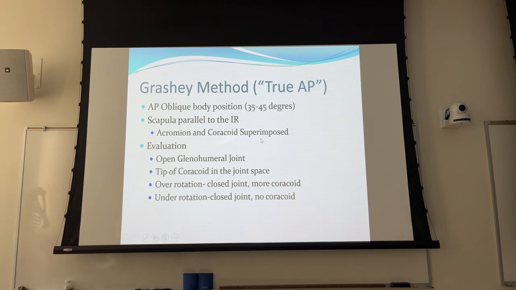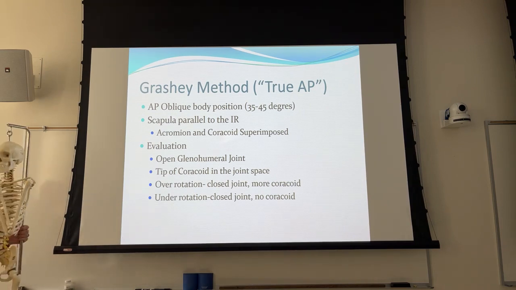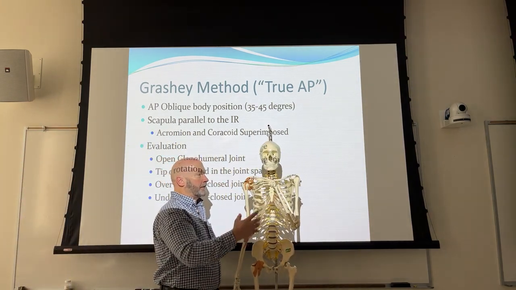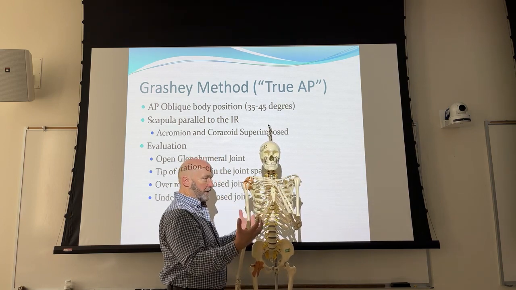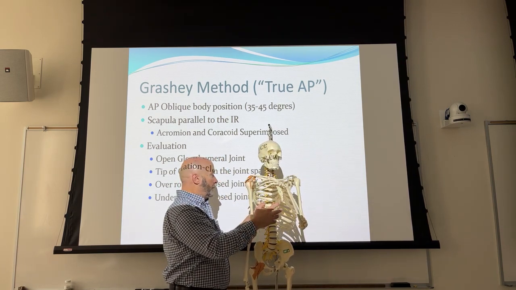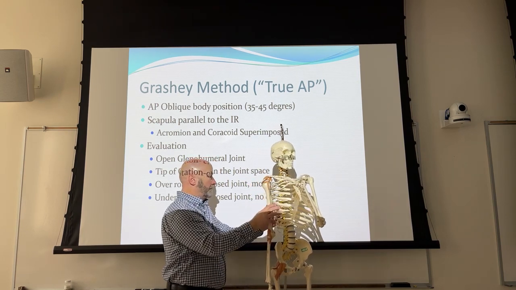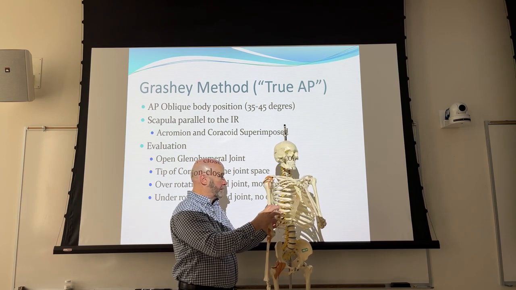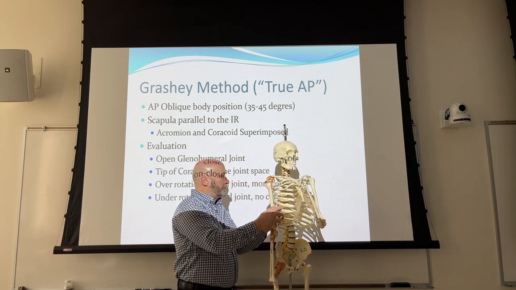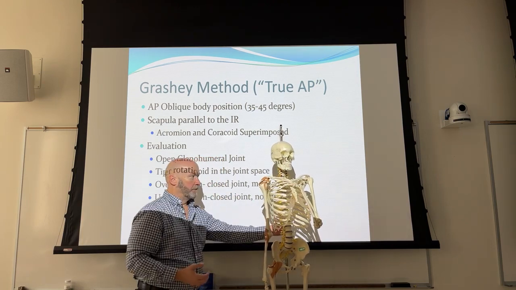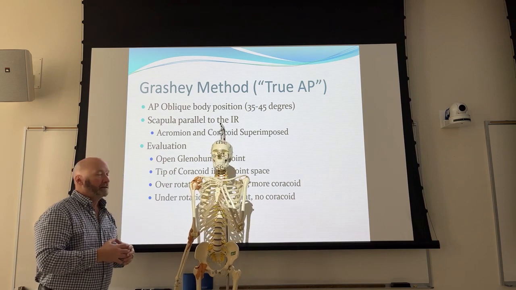So it's 35 to 45 degree oblique towards the side of interest, and the purpose for the Grashey Method is to try to open the glenohumeral joint space. So it's always going to be the side down, and really the only thing that you're looking for is the area around the humeral head. So we oblique the patient just enough that we can see the open joint space between the glenoid cavity and the head of the humerus. So it's 35 to 45 degree towards the side of interest, and you collimate down just to the area directly around the humeral head.